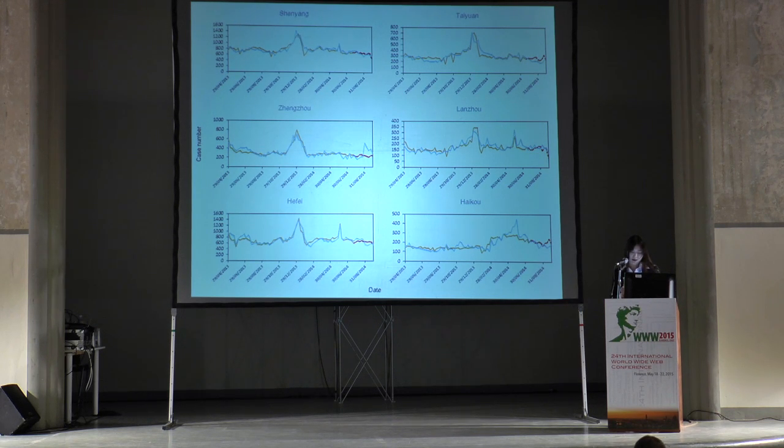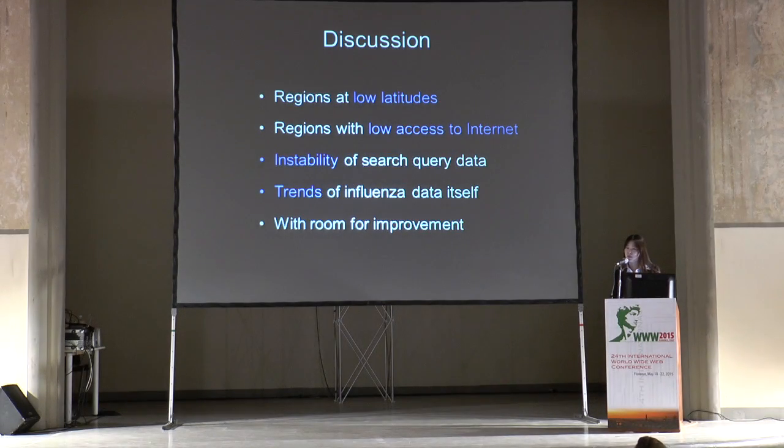The preliminary result of this study confirms the feasibility of using the search query data from Baidu to monitor influenza activities in China. But there are still some limitations, such as the regions at low latitudes or with low access to internet should be calculated separately. And the trends of the influenza data itself should be combined into the model for a better fit. I think the most important problem here is the instability of the search query data because it can't be guaranteed in the future as individual behavior changes easily due to different factors.